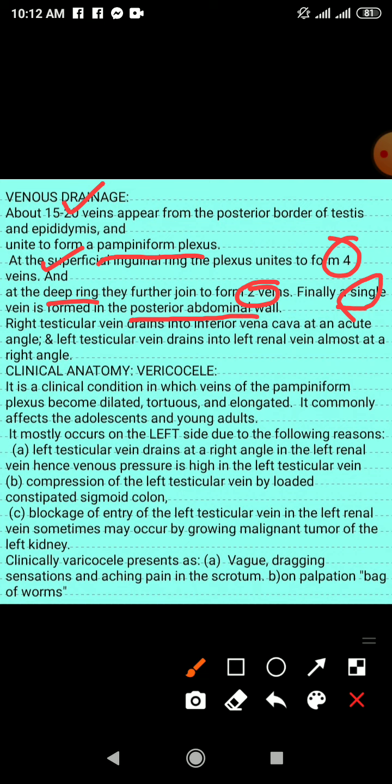Ultimately, this single testicular vein on the right side, that means the right testicular vein, directly drains into the inferior vena cava at an acute angle. On the left side, the left testicular vein drains at first into the left renal vein, and then the left renal vein drains into the inferior vena cava. And this venous drainage is at a right angle, that means 90 degrees.